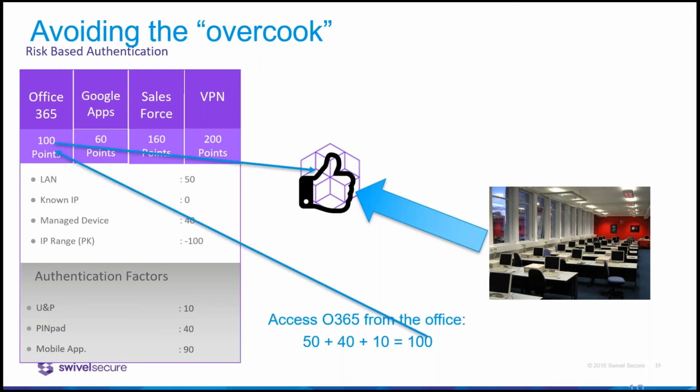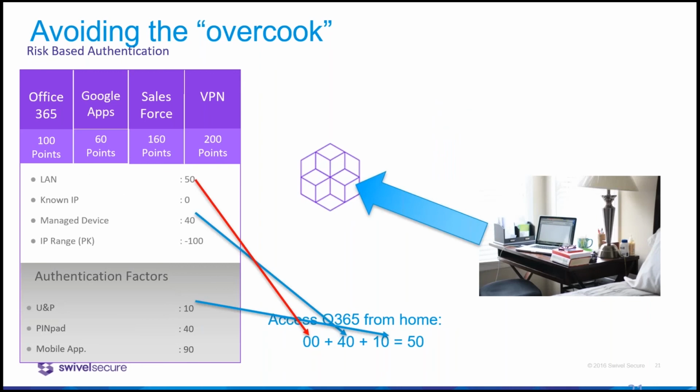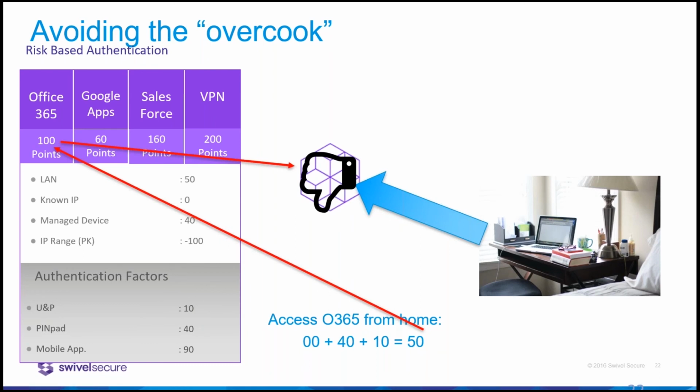As I try to access 365, the system's going to say, you need 100 points, but you already have them, so I'm not going to bother you, and it performs a single sign-on, as the user loves. Now, if I close the lid on the laptop and go home and attempt exactly the same thing a few hours later, I will no longer be on the LAN. Consequently, I will not have enough points. So the system's going to stop me as I try to access.